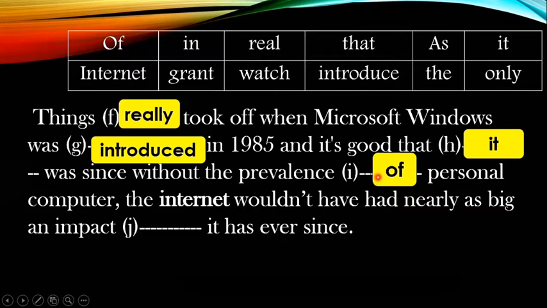The internet wouldn't have had nearly as big an impact dash it has ever since. That means here we have a connector, as you can see, as, and big impact has ever since. As big an impact. So similar kind of things are being added over here. That's why we are going to use as.